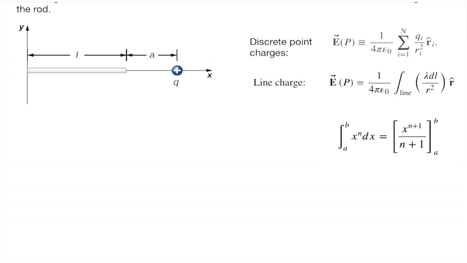And so we're going to take 1 over 4 pi epsilon 0, and now we need an integral. The charge is going to be lambda dl over the distance from the line of charge to the point of interest, squared. All right, and then we can use the integral of x to the n, which is the quantity that's listed there. All right, so let's start.